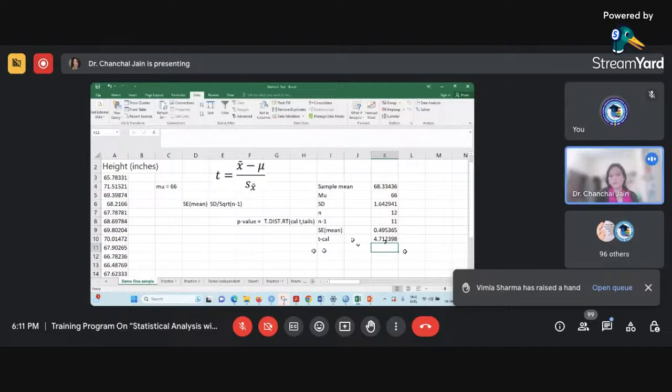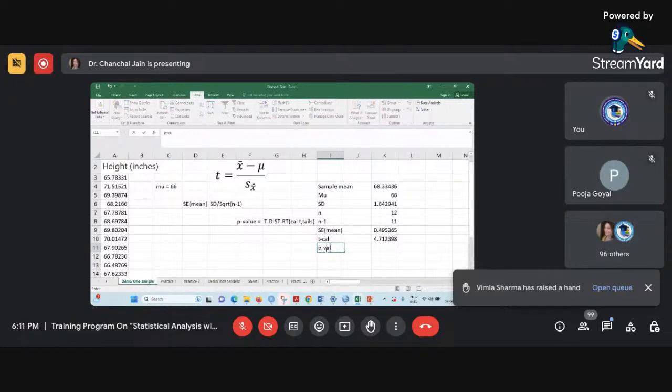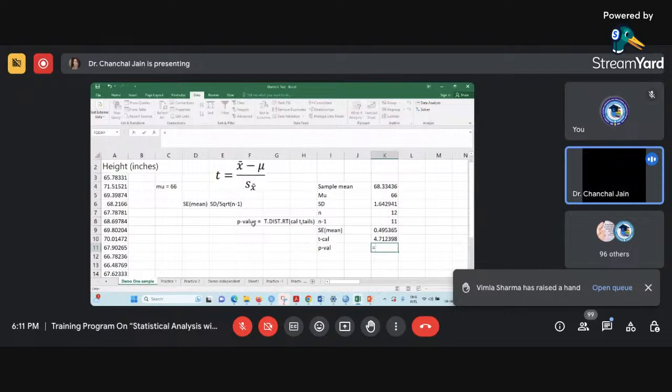Yes, ma'am. Now we need to have the p value. For the p value, I think I have already given you the formula in the sheet. You need to use T.DIST.RT, right? Here you need to provide the calculated value of t, which we have already calculated, comma, the degrees of the tails. So we are using, suppose, 2 tails.